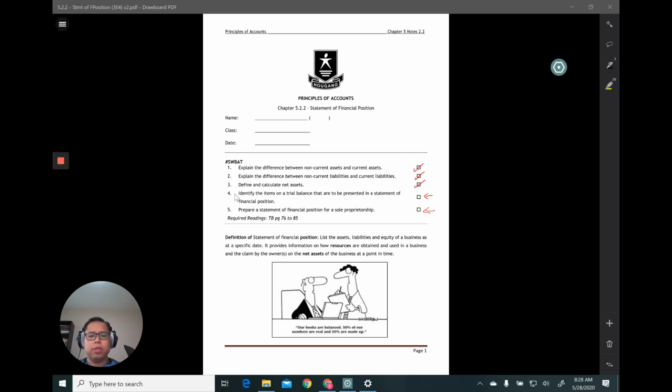And before we can do that, we need to know what goes into the statement of financial position from the trial balance. Okay, so this lesson is going to be divided into two parts. One is to discuss the question on page 5. Okay, and the other one is to go through a question from page 6. All right, so let's get started.